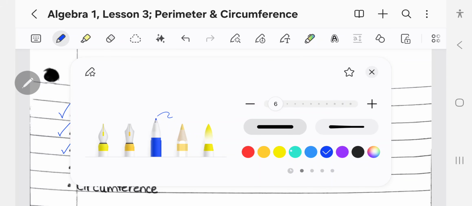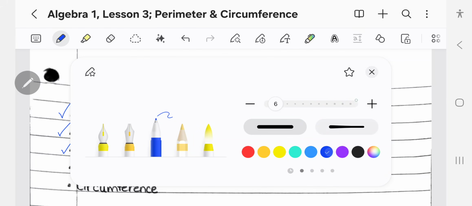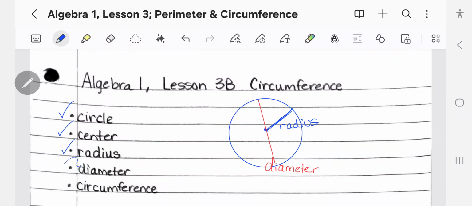You probably have heard the word diameter. The diameter is also through the center, but it goes all the way through to the other side. So a diameter is really two radii. The plural of radius is radii, and if you have two of them, that makes the diameter. And then circumference, like we said, is going all the way around the outside.